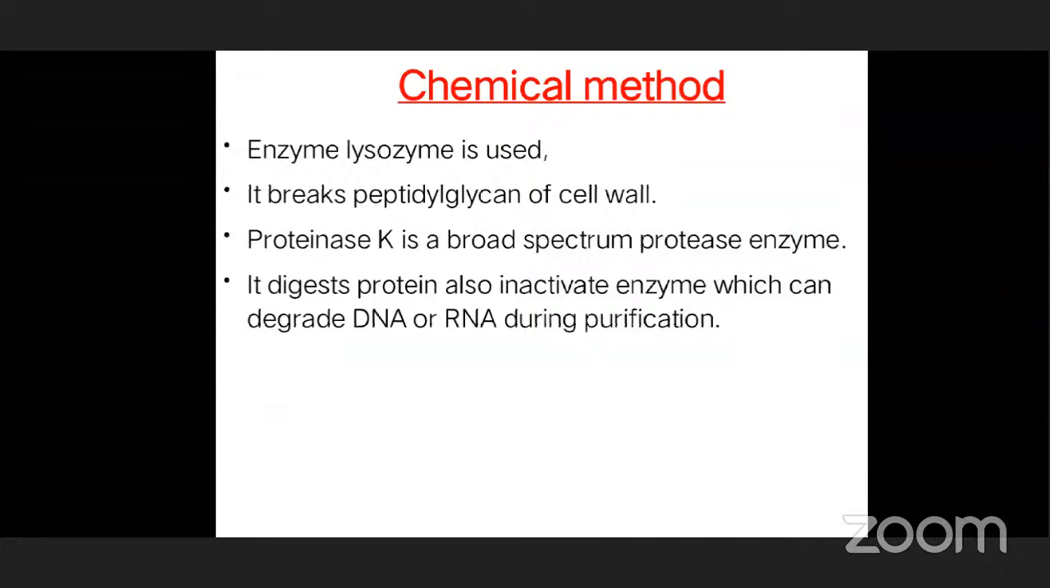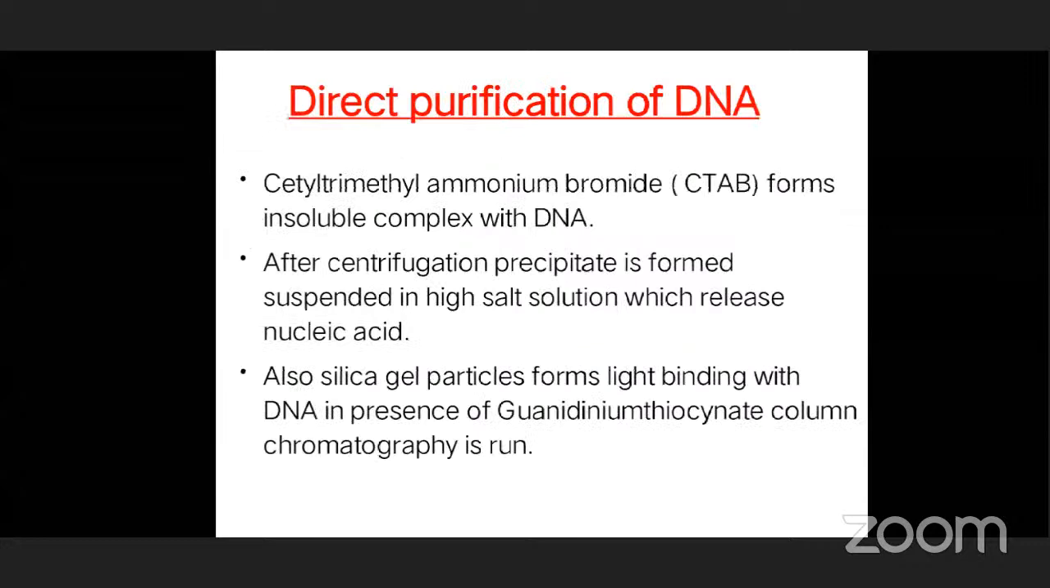Then see the chemical methods. Here the enzyme lysozyme is used. This enzyme breaks the peptidoglycan of the cell wall and ruptures the structure of the cell wall. Also, proteinase K is a broad-spectrum protease enzyme. It digests protein. It also inactivates enzymes which can degrade DNA or RNA during purification. These chemicals are used in the chemical method. But recently, the organic method is used for DNA isolation or extraction. Then see the next slide.